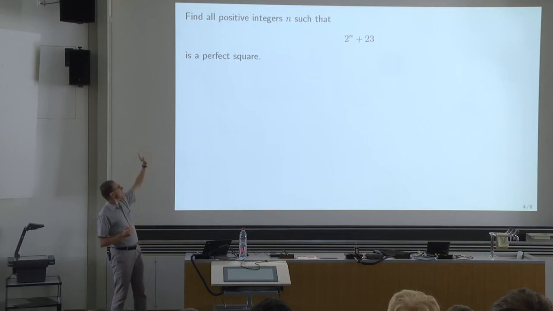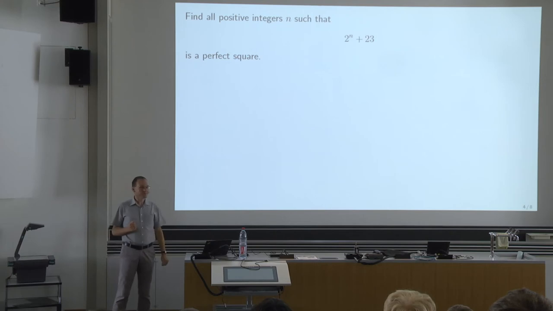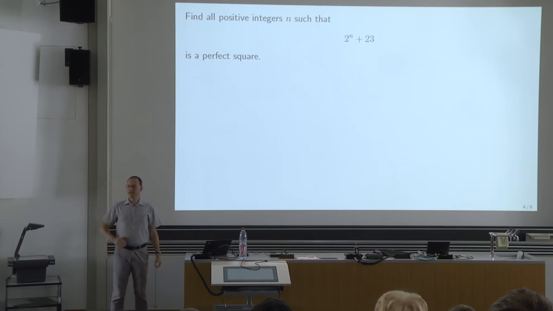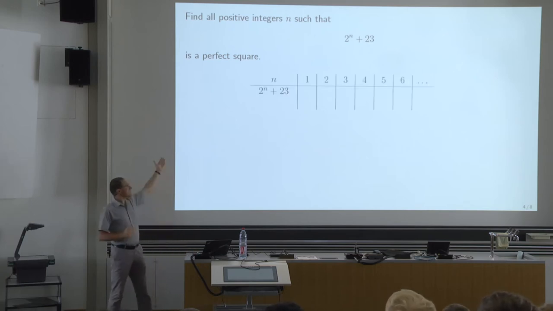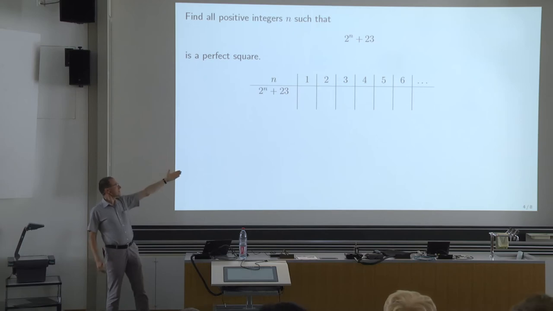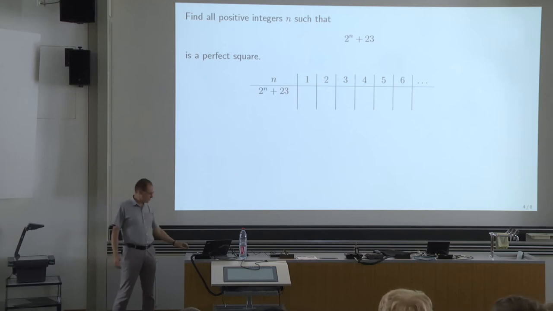And let's say n is a positive integer. So you start at 1. N is at least 1. Yes? 2 to the 1, absolutely. So let's compute some values for various n's. We compute 2 to the n plus 23.